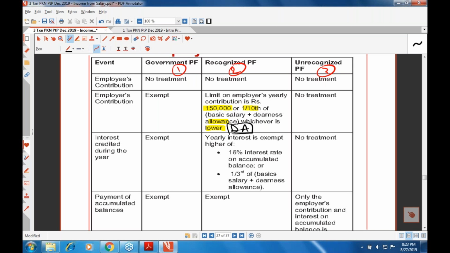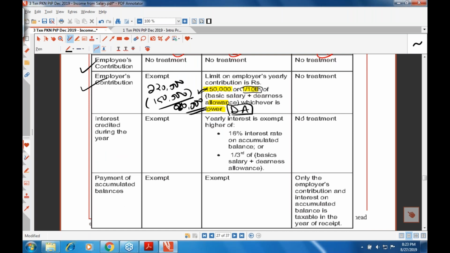So, for example, if you are an employer and you have paid 150,000 into the fund on behalf of your employee, or 1/10 of the basic salary plus DA, whichever is lower, that is exempt. If you paid 230,000 and the exemption limit is, let's say, 150,000, the balance 80,000 is going to be added to the employee's taxable income. So the employee's contribution has no treatment. For the employer's contribution, there is a treatment with respect to the limit: if you pay an amount in excess of the limit, you have to add that amount to the employee's salary.